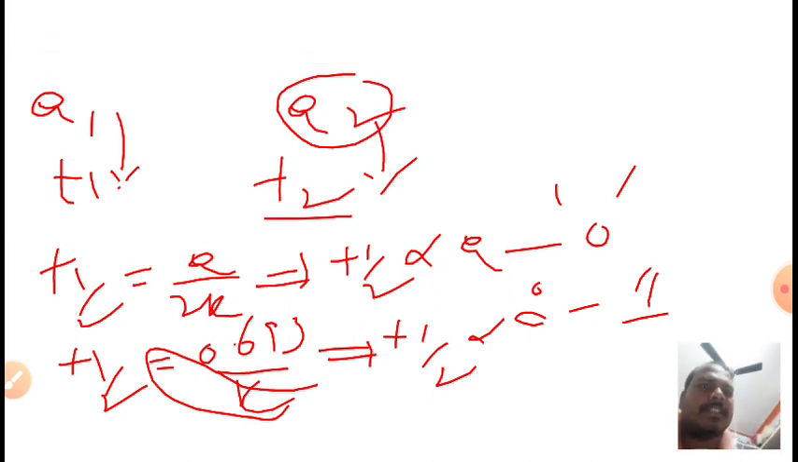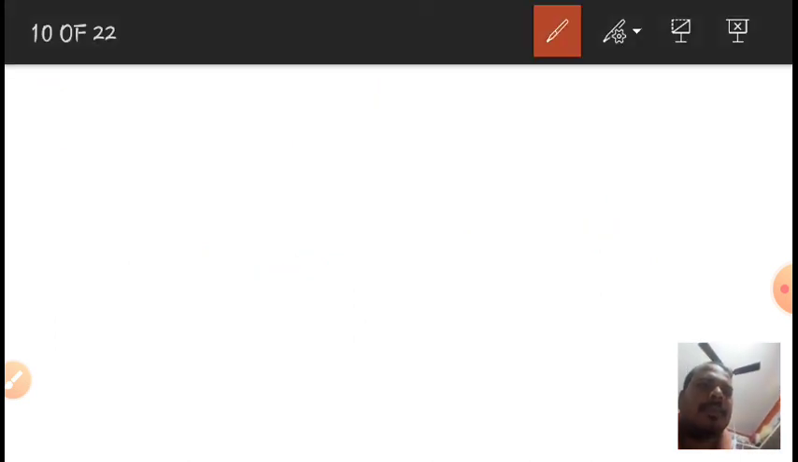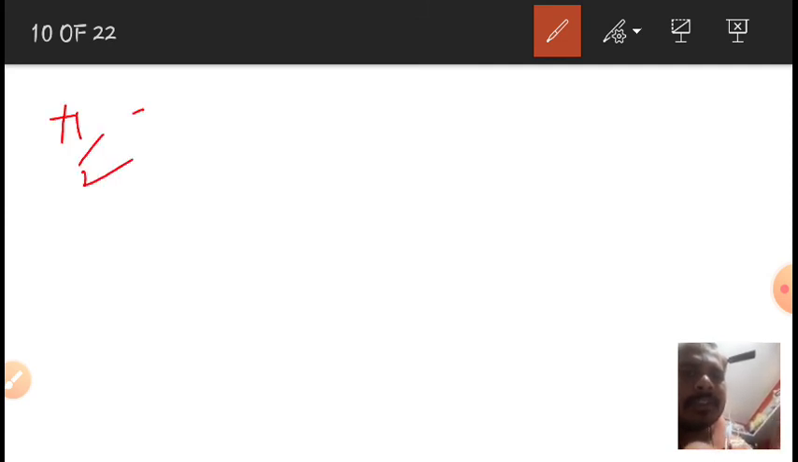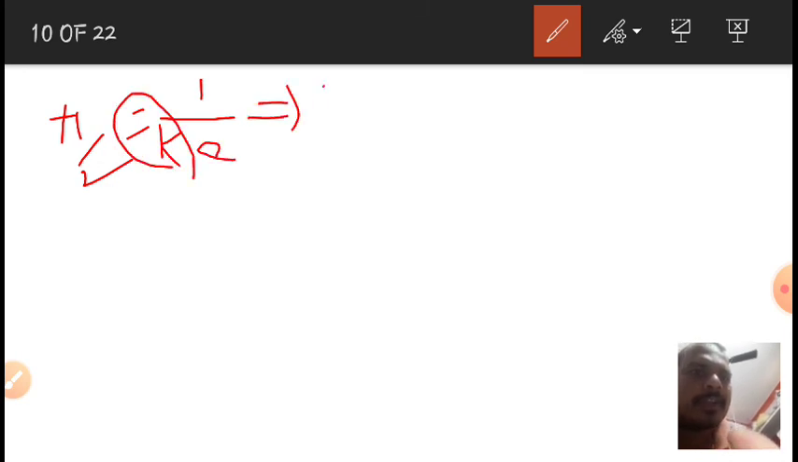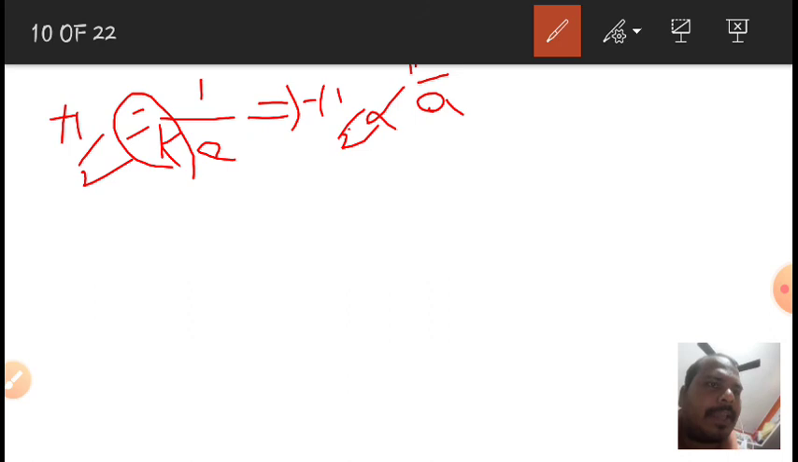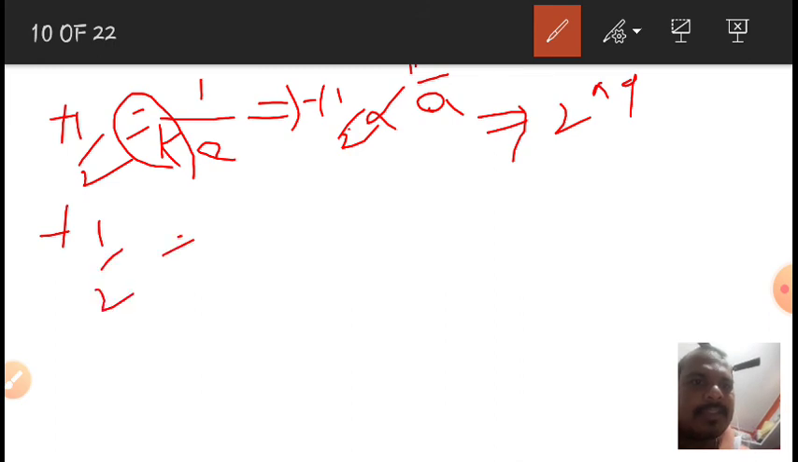For second order reactions, t half is equal to 1 by ka. Here k is constant. So t half is inversely proportional to a, that is 1 by a. So it is for second order reactions. For third order reactions, t half is equal to 3 by 2 k3 a square.